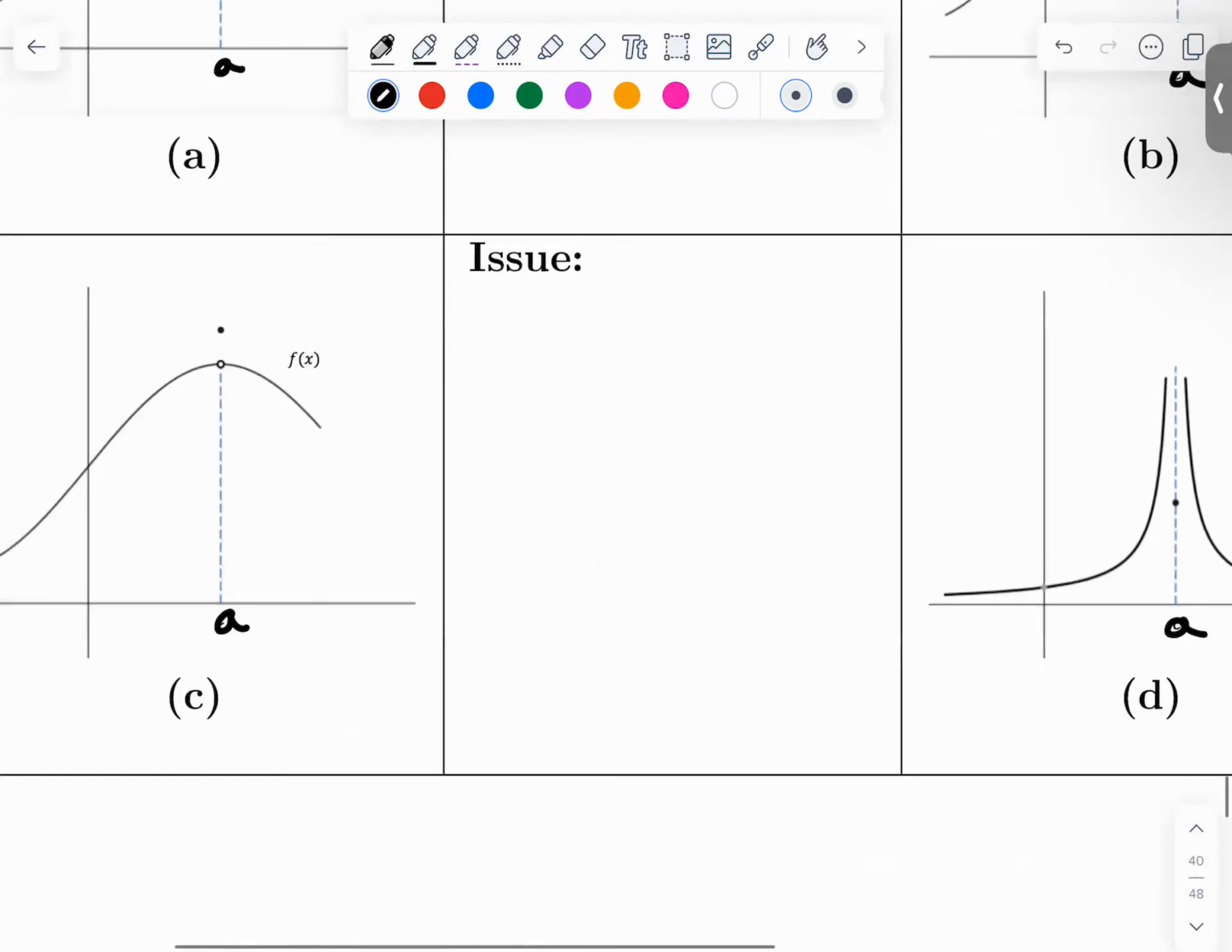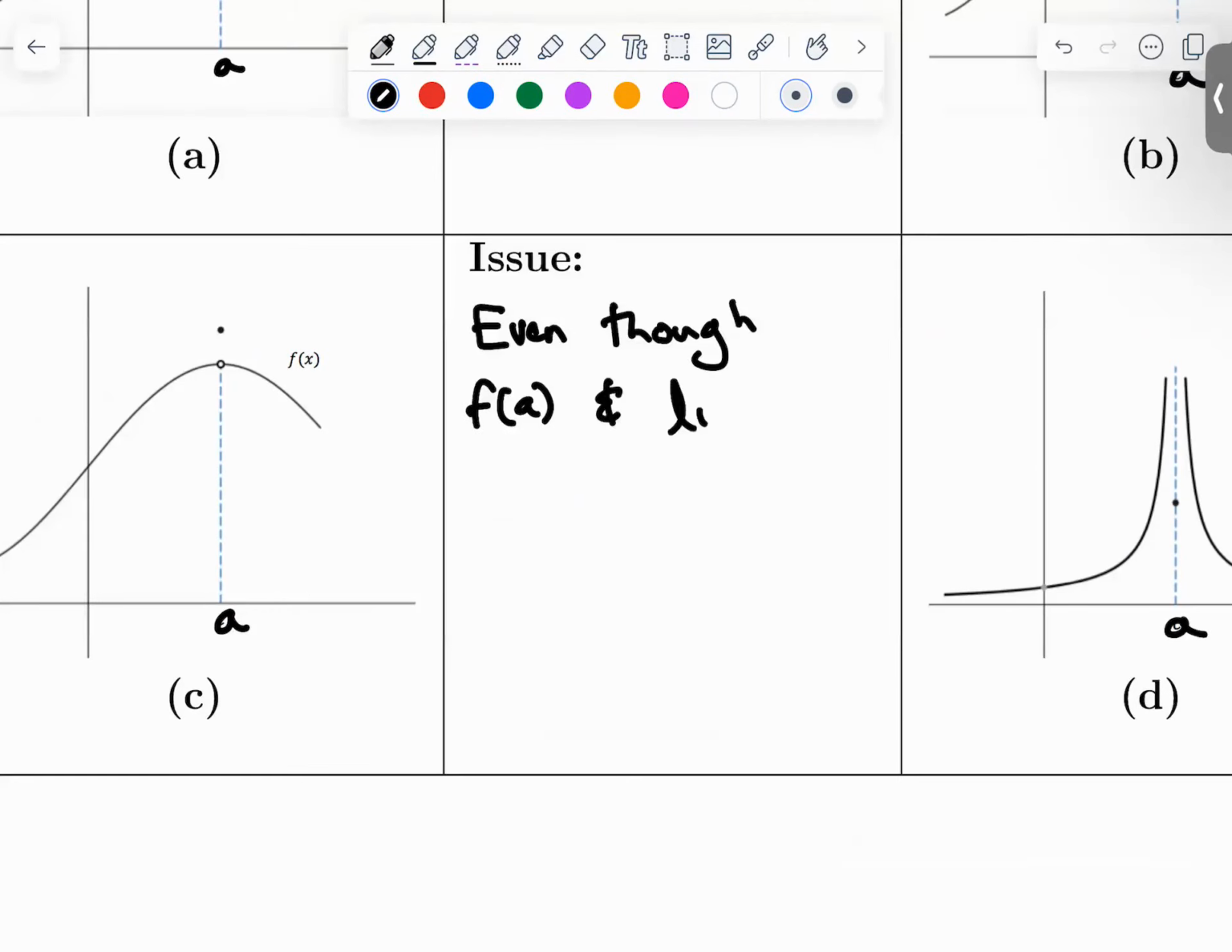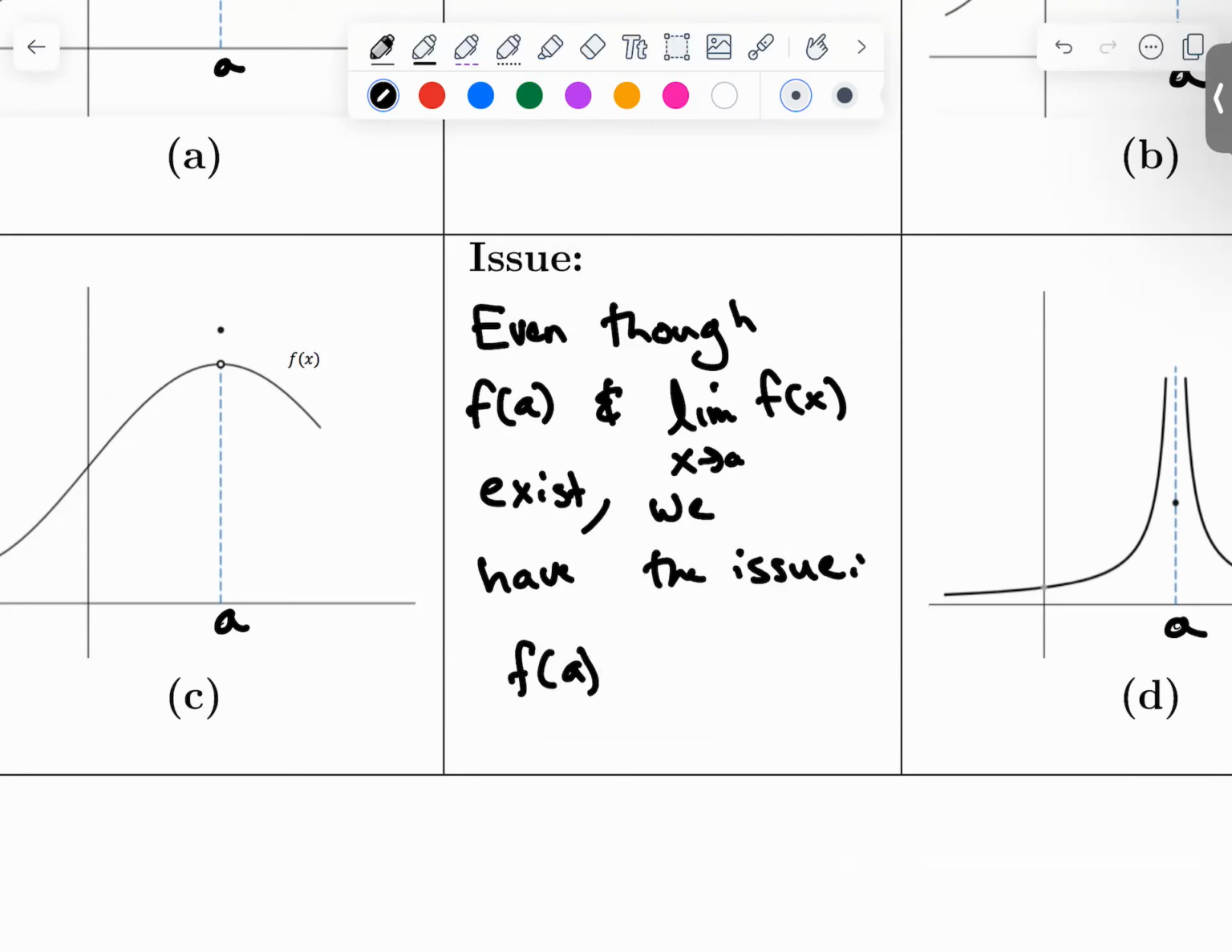This one here, what condition is being broken? The limit does exist, the function exists, but they're not equal. So even though f of a and the limit as x approaches a of f of x exist, we have the issue that f of a does not equal the limit as x approaches a of f of x. That is the condition that is being broken.